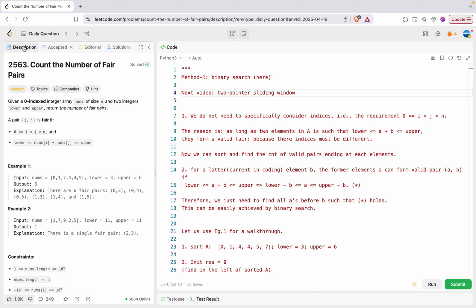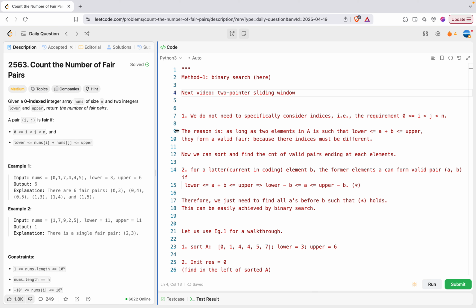Look at problem 2563. Count the number of fair pairs. This is a daily challenge problem. In this video, we are going to explain a solution based on sort and binary search. In the next video, we are going to explain a solution based on the two-pointer sliding window method.